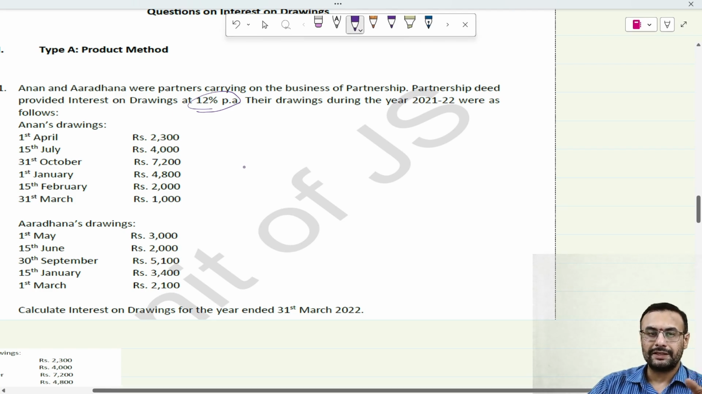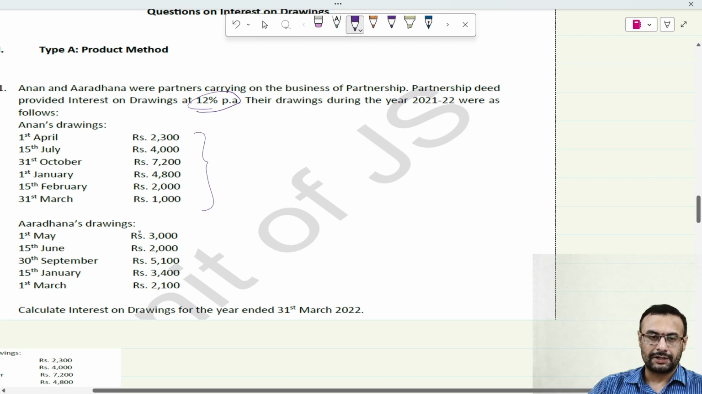Now, can you see that it is not done at regular intervals? It is not the same time interval. It is not like 1st of every month, middle of every month or 1st of every quarter. So it is different, and the amounts also are different. So we'll have to adopt the product method only. Since they have not told which method, you can always understand that it is under product method. I have given two partners, and I have given for both so that we will be able to practice.